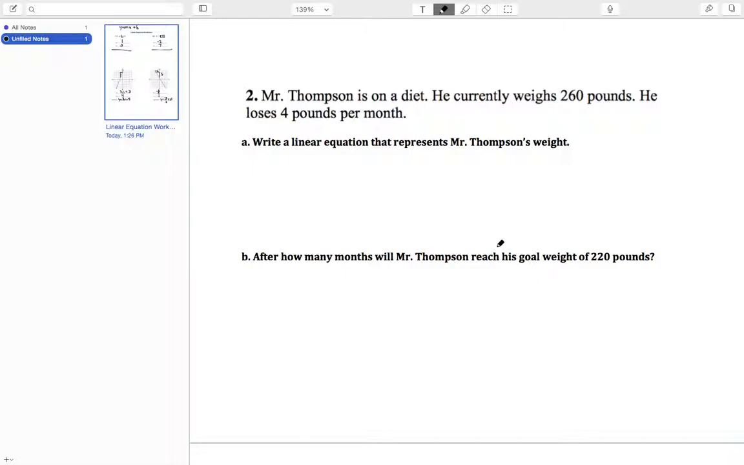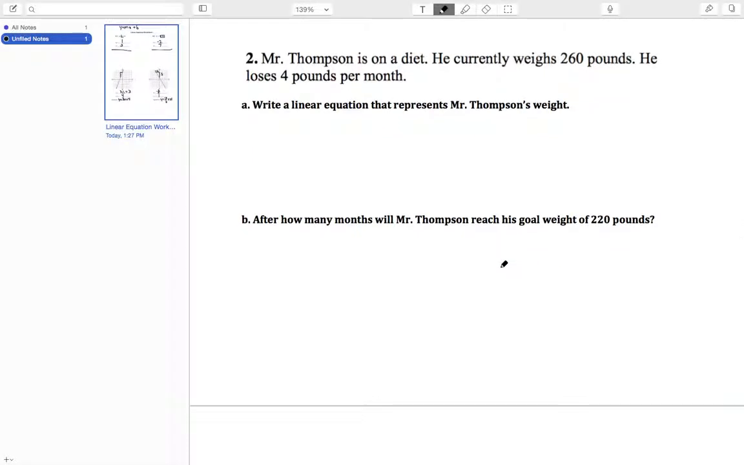Mr. Thompson is on a diet. He currently weighs 260 pounds. He loses, very big keyword, loses 4 pounds per month. Always when you're reading it, look for your keywords. Per always means that this has to go with your M, or your rate of change. So I know that 4 has to go with my M.